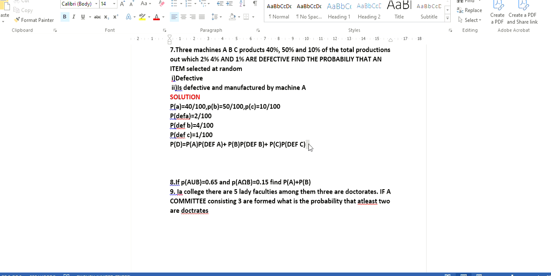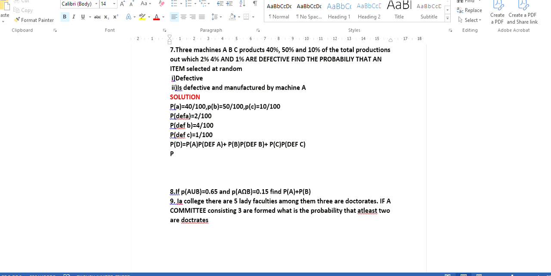Defective of C. So after writing this equation, you need to substitute the probability of defective, because they have asked in the first question, what is the probability of defective items. So probability of A is 40 by 100 into defective of A, that is 2 by 100.